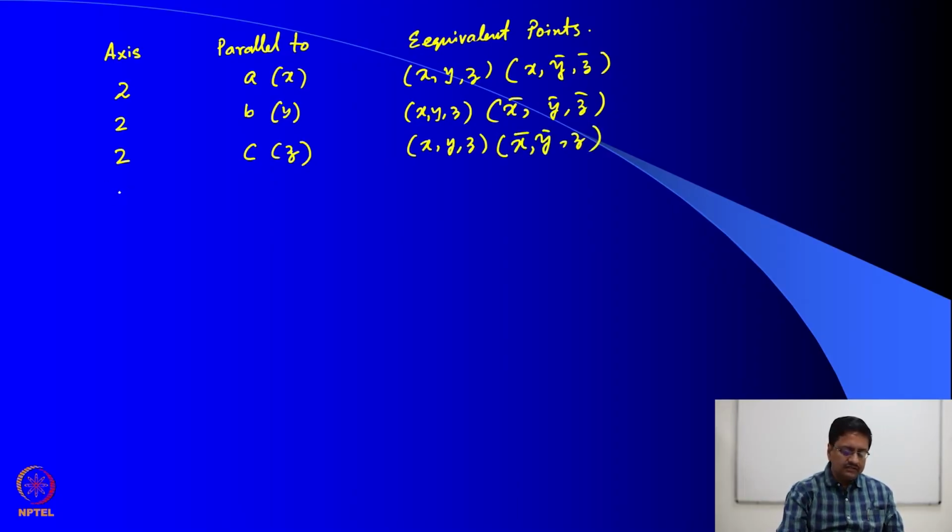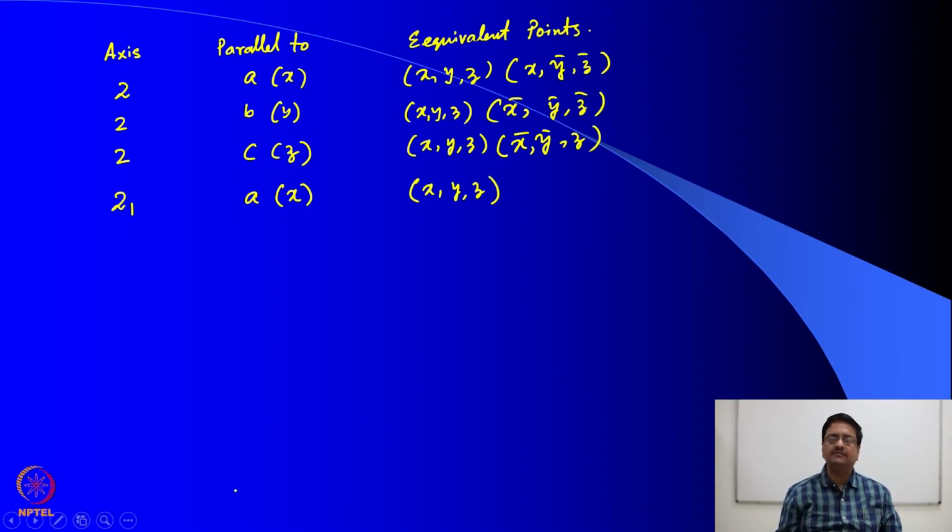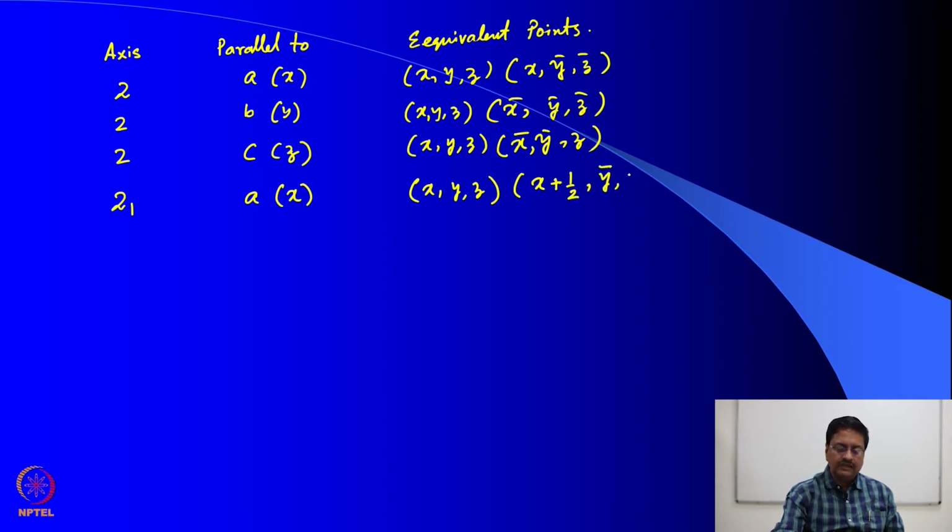Then when it is a question of a 2-1 screw axis parallel to A, that means parallel to the x-axis, for the x, y, z coordinate, when you rotate the object about A, y and z become negative, and when I say 2-1 screw parallel to A, that means the motion is along the direction of A. So the coordinate of A, which is x, is added with plus half, y becomes minus, and z becomes minus.